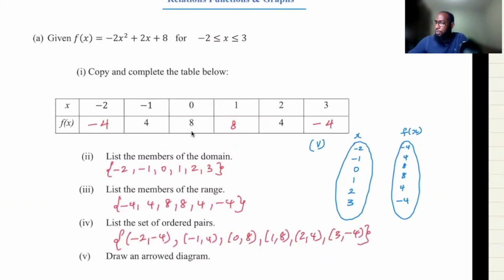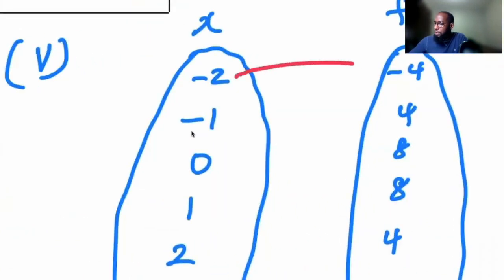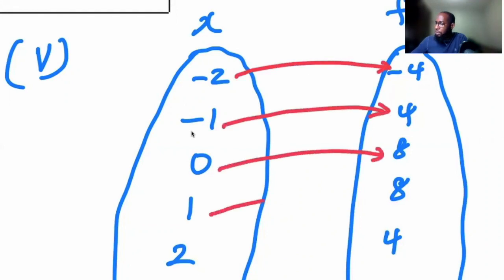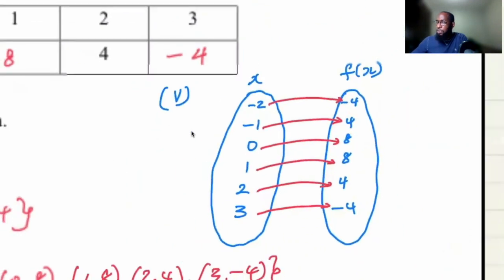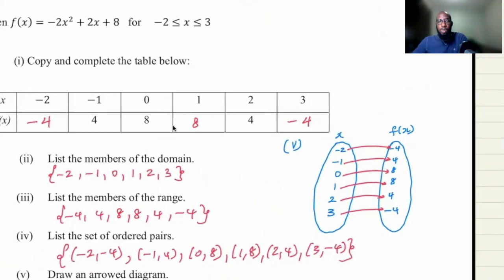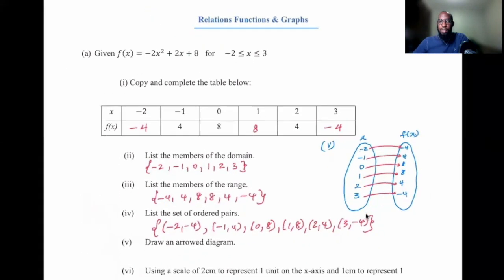And then we draw arrows. We draw arrows, negative 2 to negative 4, and so on. So this simply means when you input negative 2 into the function, you get negative 4. So the arrow indicates, okay, if you input negative 2 into the function, the result is negative 4. If you input negative 1, the result is 4. If you input 0, the result is 8, and so on. So that's the arrow diagram.